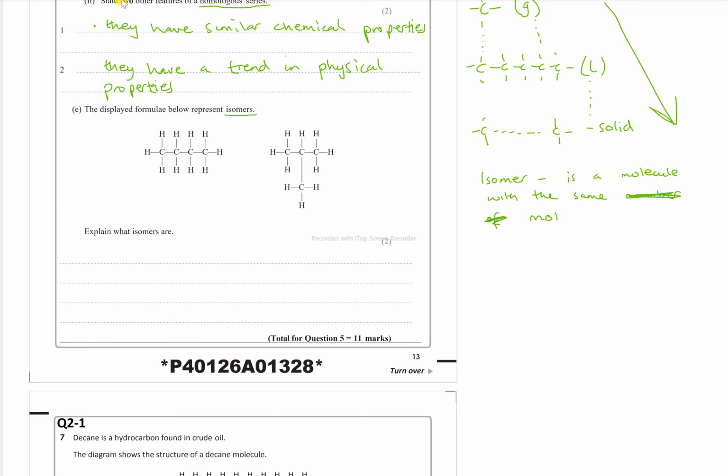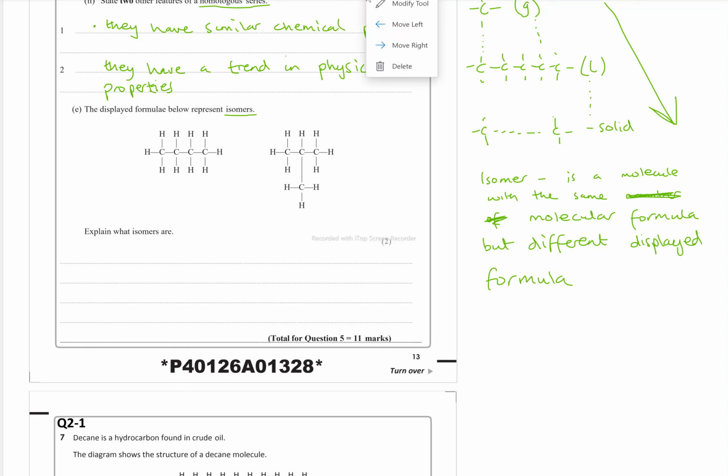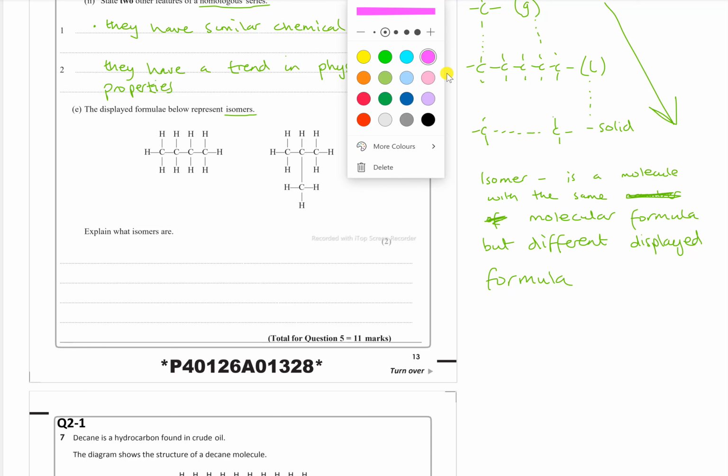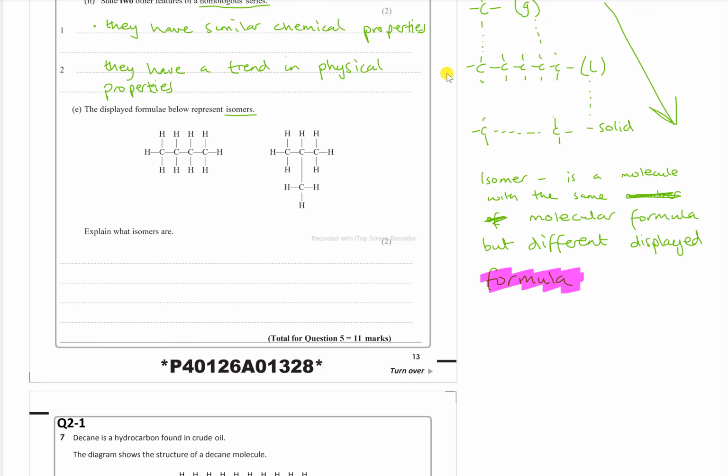Same molecular formula but different displayed or structural formula. So I stick to displayed. I'm going to have to change this. There you go. Right, different displayed formula but the same molecular formula. That's the definition.